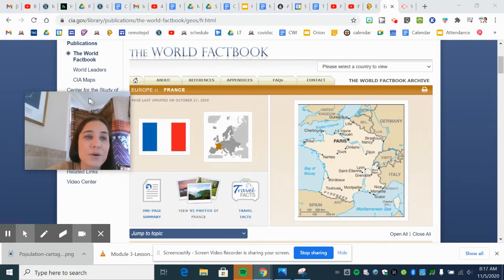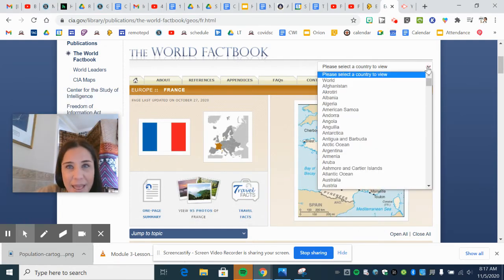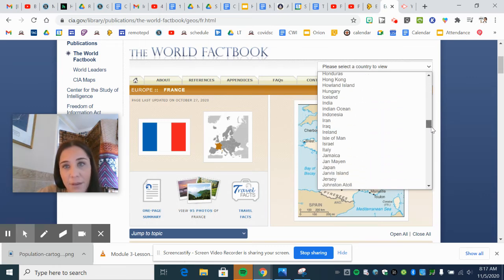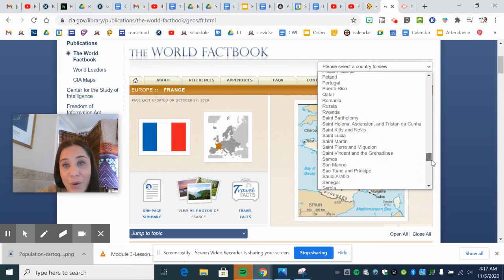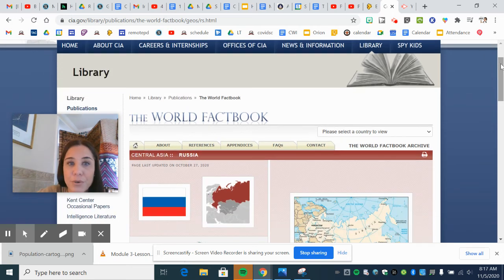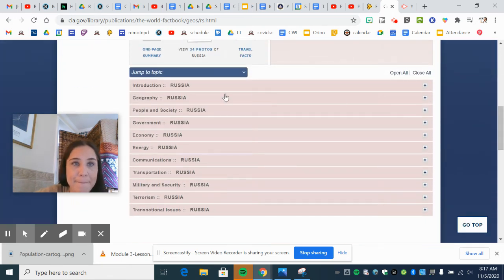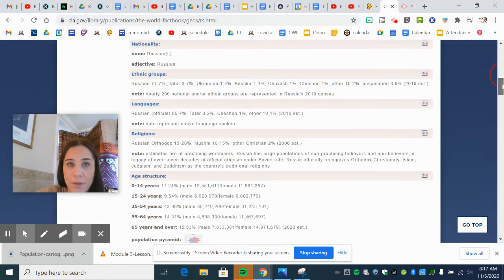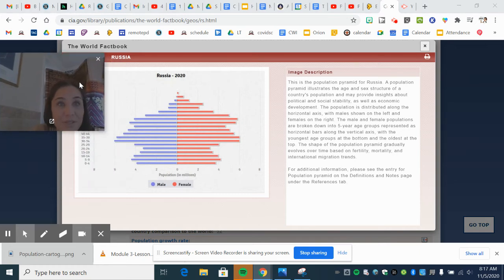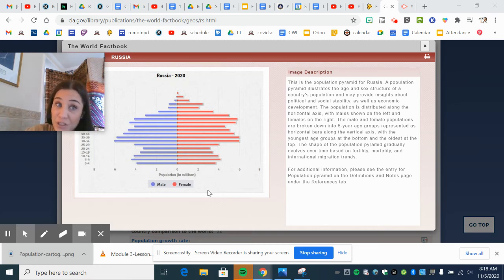We're going to look at one of those semi-periphery countries that's going through rapid development right now. And I'm going to pick Russia. And we're going to go to people in society. Okay, and let's take a look at this population pyramid. This one's really wonky looking, right? But you can see that it's narrowing down. They are having fewer and fewer children. So things are rapidly changing in this country.